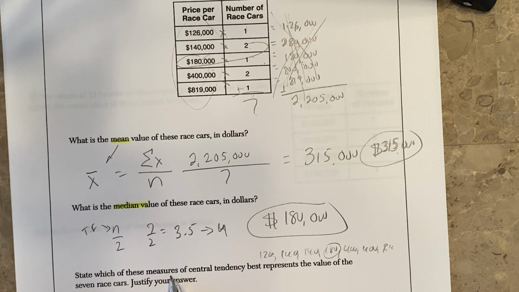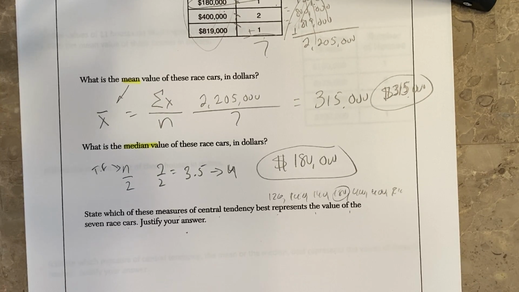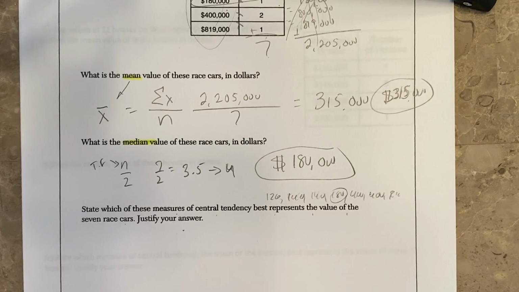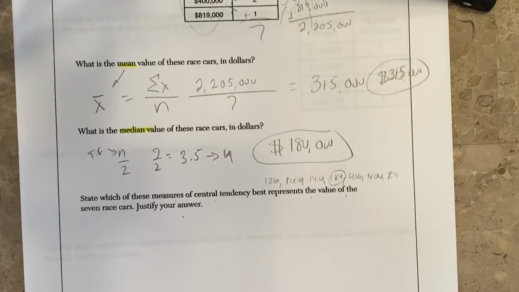All right, state which of these measures of central tendency best represents the value of the 7 race cars. So yesterday I kind of mentioned that they tend to ask this kind of question in a part 2, and here it is. They basically want to know if you're going to use the mean or the median. And as you know, it's all about that outlier. So let's look at the numbers.